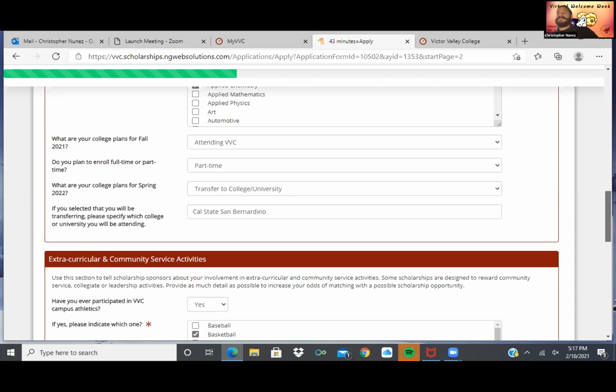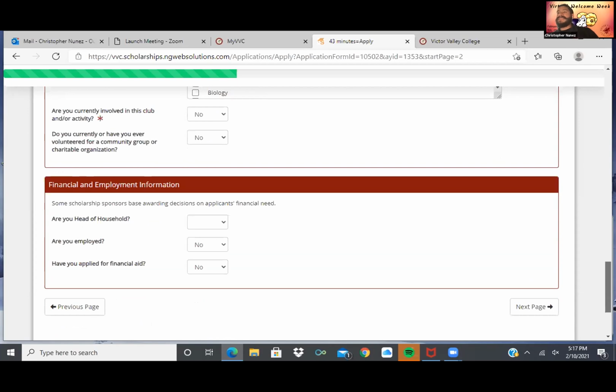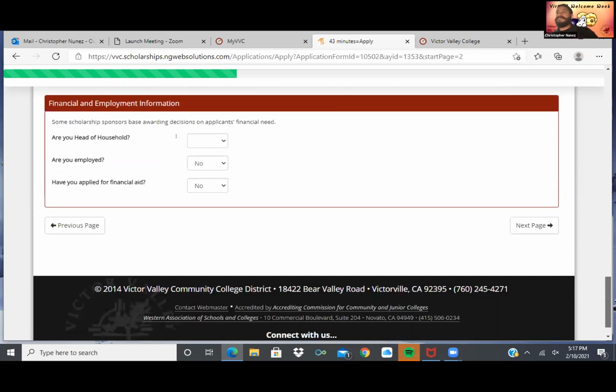Continuing on, of course, we ask about extracurricular activities, community service, if you've been a part of any clubs on campus, athletics, that kind of thing. And then again, just a little bit of financial information, but that only helps you. None of it will penalize you.